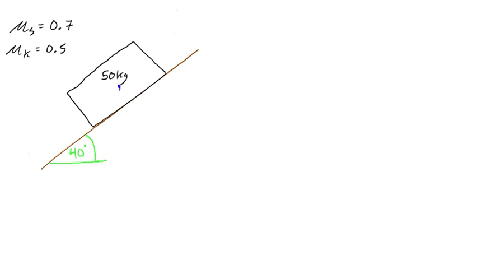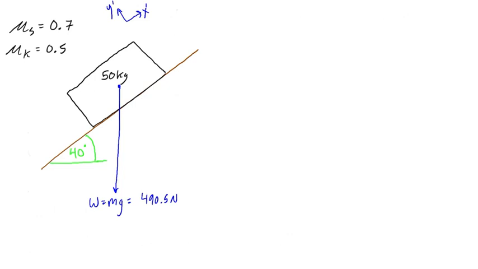We're going to have the weight of the block. Weight is equal to mg, which is equal to 50 kilograms times 9.81 meters per second squared. That gives us 490.5 newtons. Now we're also going to want to work in a different coordinate system than x and y. Let's work in one that we call x prime and y prime.